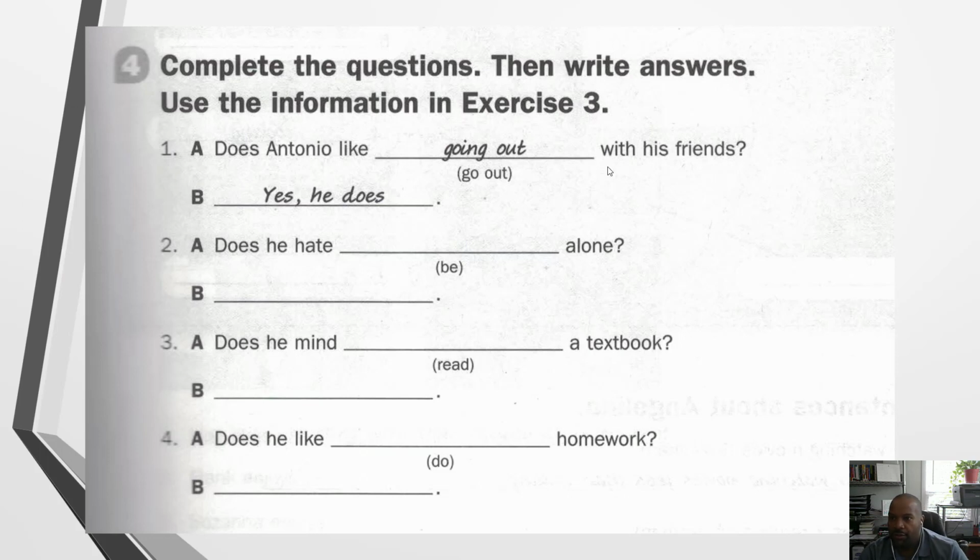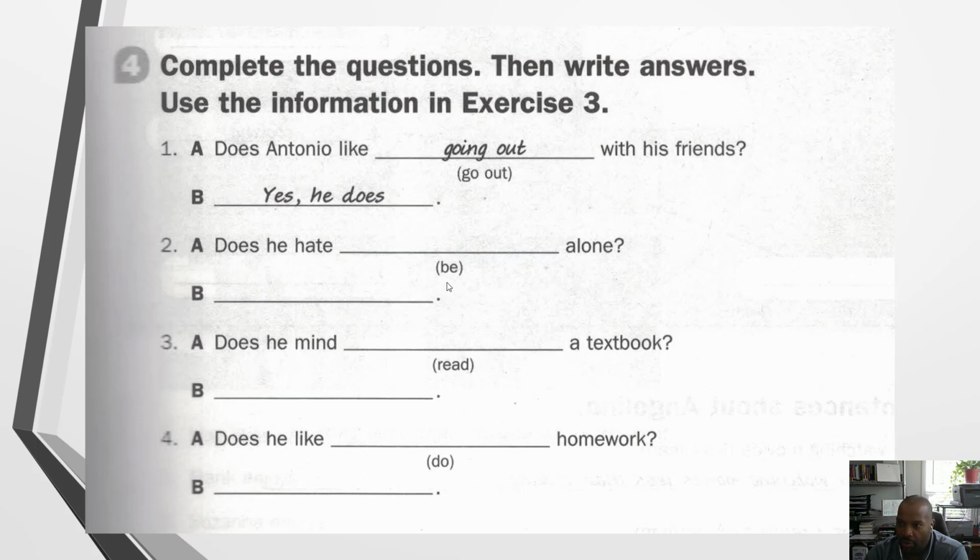First one is done for us. Does Antonio like going out? So we took the verb phrase go out and we turned it into a gerund phrase, going out with his friends. B, the answer is yes, he does. I'm going to keep going down, and hopefully you can take some time to pause this video and write down your answers.